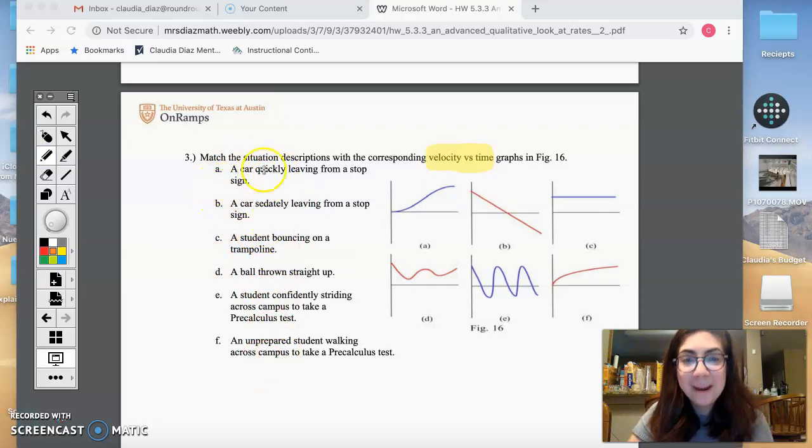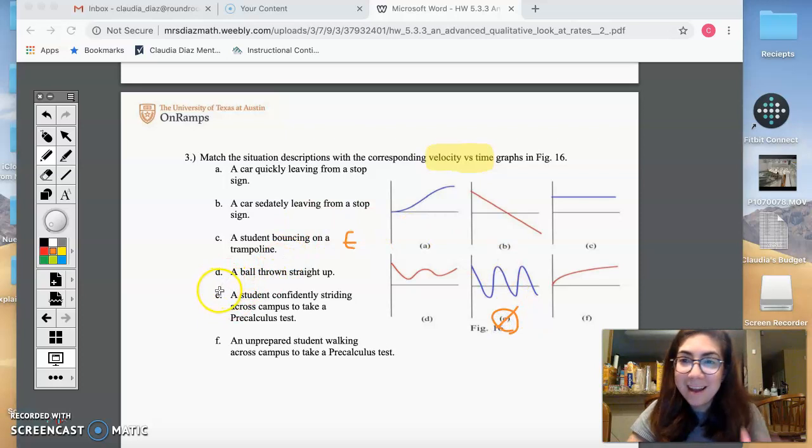So I remember A and B giving you guys kind of a hard time, so why don't we leave those for last? So letter C says a student bouncing on a trampoline. But you can imagine a student jumping up and down, up and down, up and down. And so of these graphs, I'm going to say this one's going to be clearly E. So we're done with E.